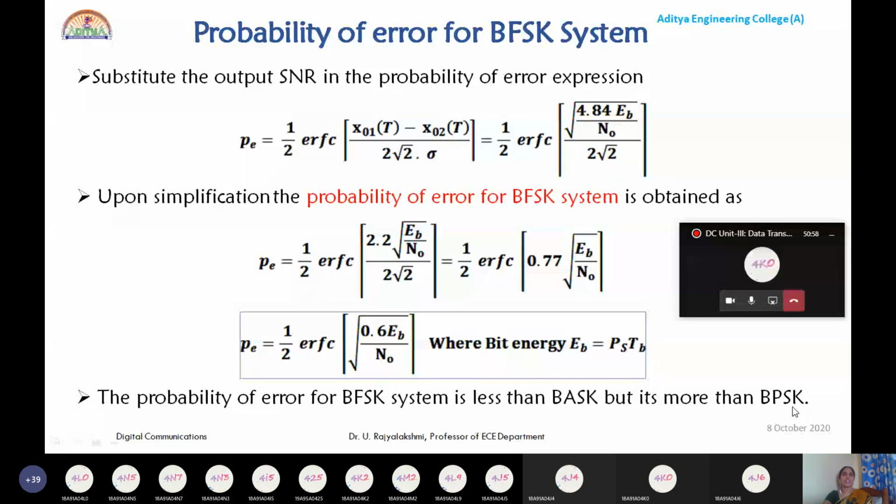2 root EB into dB. So 2 root EB, which is a higher value. So Euclidean distance is higher, so our probability of error is less. That's why it is less. So like that, we have more number of advantages for BPSK.